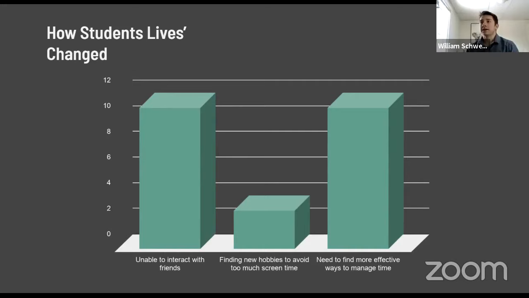As a result of that data collection, we came away with several different commonalities identified throughout the groups. Two of the biggest ones that we're going to share today. The first is how students' lives changed as a result of the pandemic outside of their schooling. So of the 24 respondents that we had, 11 of them said that the biggest change was due to the inability to interact with friends.